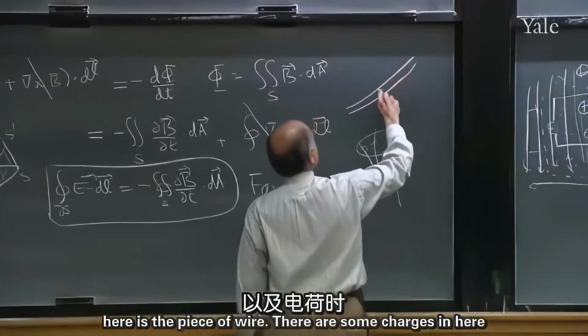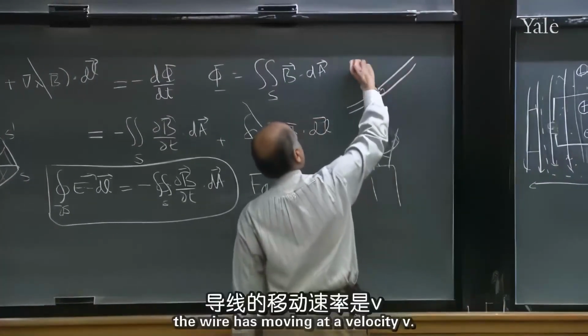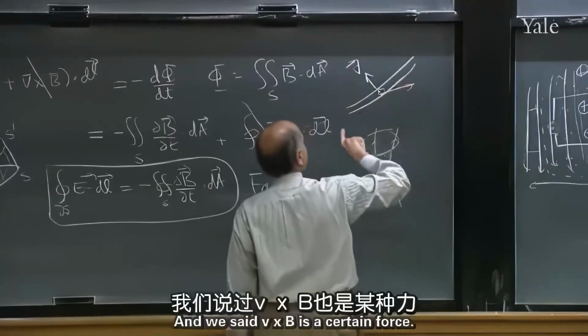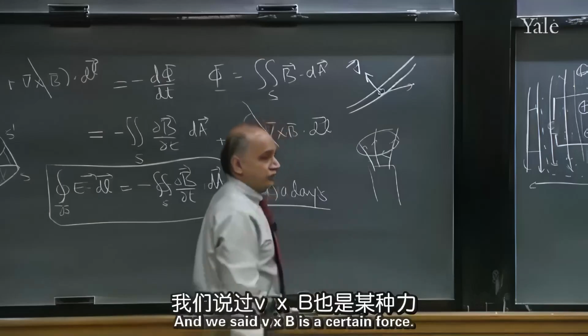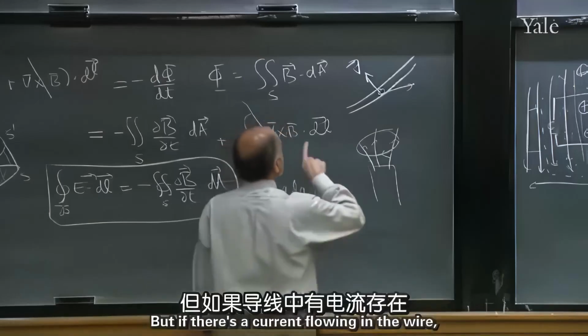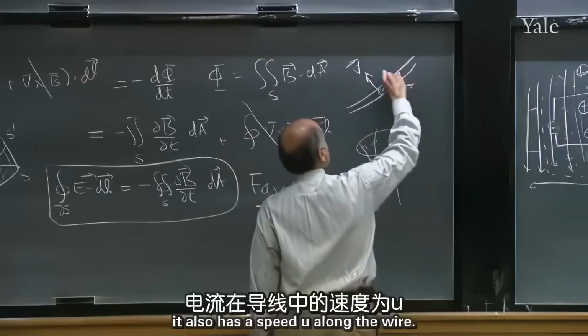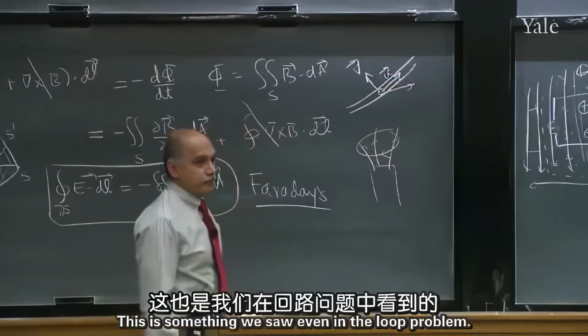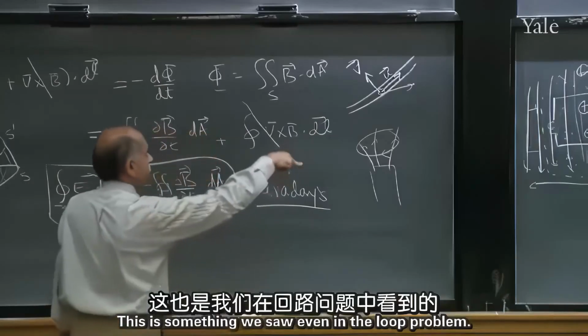There are some charges in here. The wire is moving at a velocity v. And there is a B somewhere, maybe like that, and we said v cross B is a certain force. But if there's a current flowing in the wire, it also has a speed u along the wire. This is something we saw even in the loop problem.